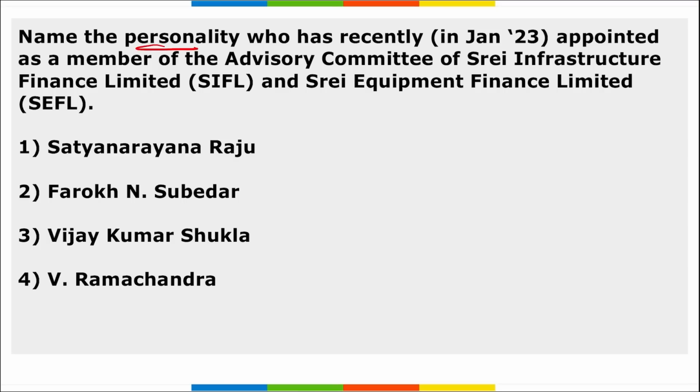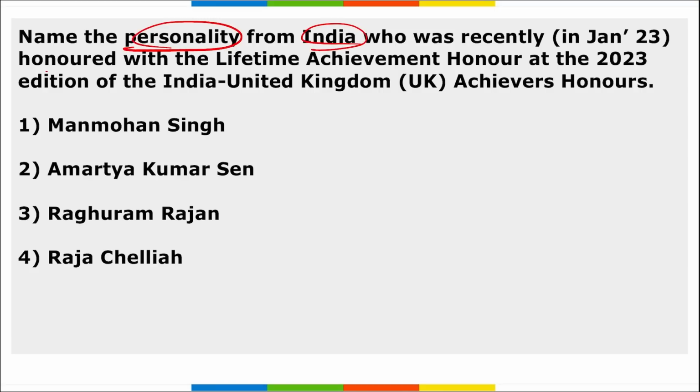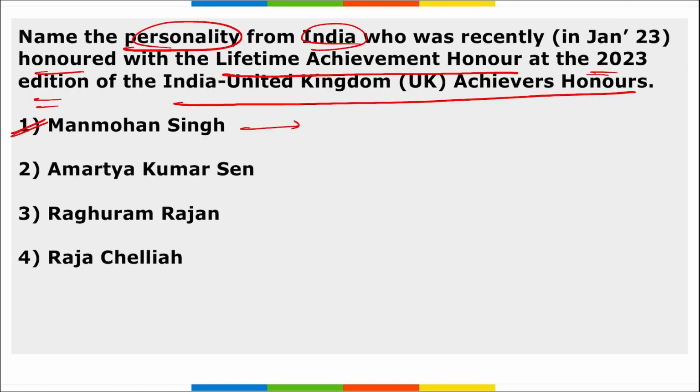Next, name the personality who was recently appointed as the member of the advisory committee of Sirai Infrastructure Finance Limited and Sirai Equipment Finance Limited. So, who has been appointed here as the member of the advisory committee? V. Ramachandran ji. Next, name the personality from India who was recently honored with the Lifetime Achievement Honor at the 2023 edition of the India UK Achievers Honours. He will be our former Prime Minister of India, Dr. Manmohan Singh. He was honored with the Lifetime Achievement Honor, and the reason for this was his policies regarding the economic and political scenario. So the correct option is Dr. Manmohan Singh, the former Prime Minister of India.